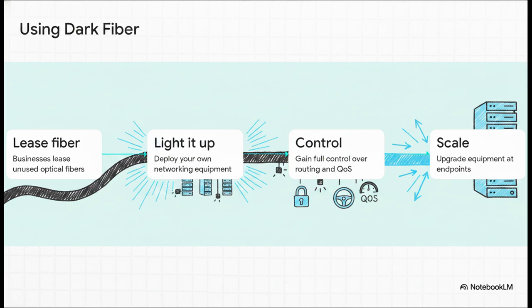Once they've got it, the business lights it up using their very own optical networking equipment. This gives them absolute, carrier-independent control over routing, quality of service, and encryption. And the absolute best part? If they suddenly need more bandwidth, they just upgrade their own equipment at the endpoints. They don't have to lay a single inch of new cable.